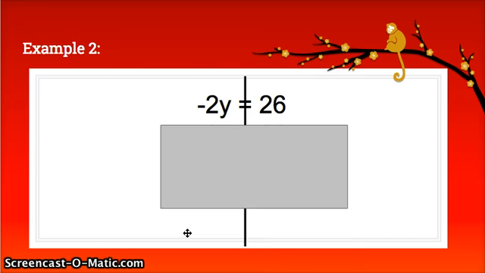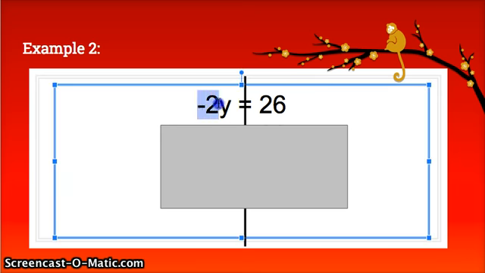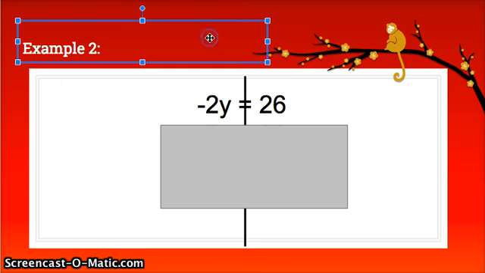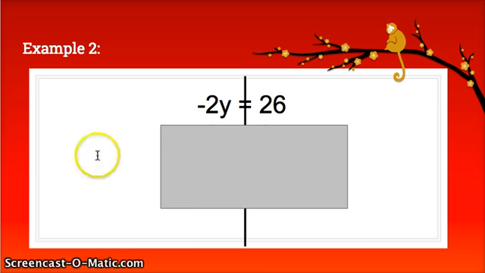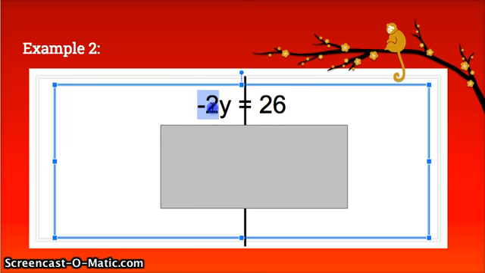Example number 2. Again, I have a number next to a variable with nothing in between them. So that means that the operation that you see here is multiplication. This is -2 times y equals 26. The inverse operation of multiplying is dividing, so I will divide both sides by -2.